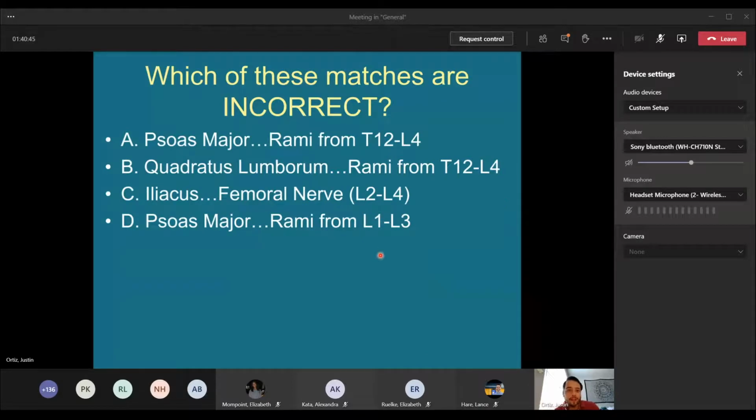So which of these matches are incorrect? Is it going to be A, B, C, or D? Quick thinking.